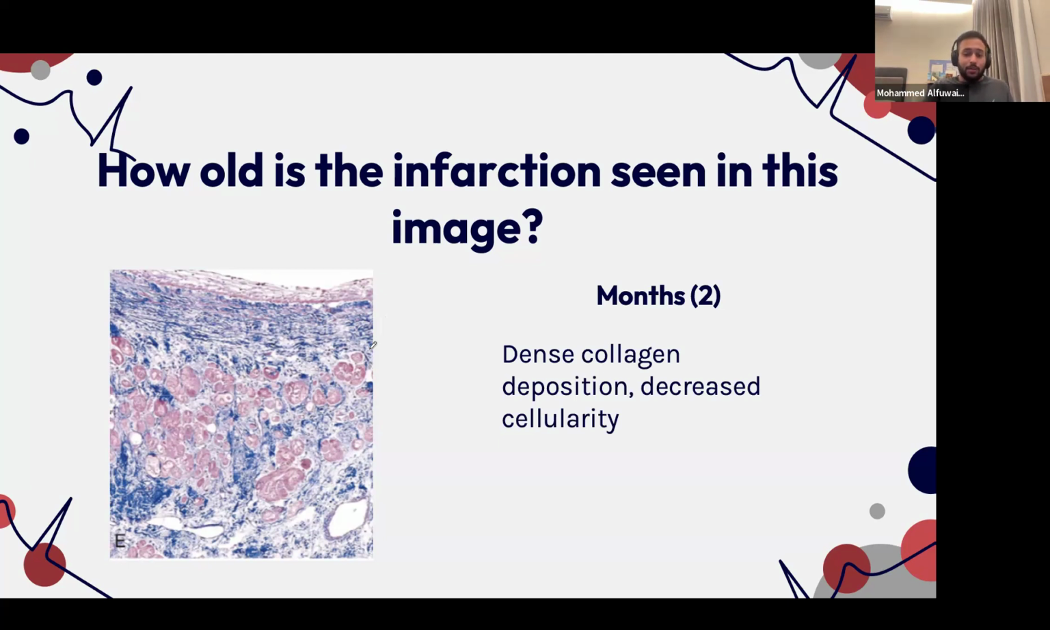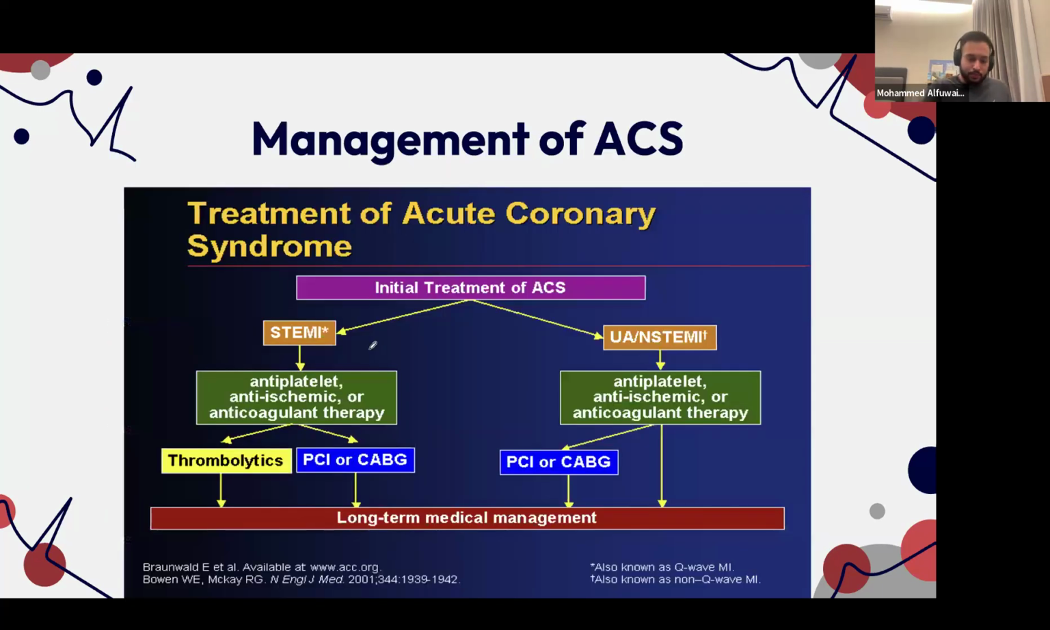These images, all the images that you just saw, memorize them by heart. If he gets any of them, he will get them in either MCQ or in OSCE. So memorize these.